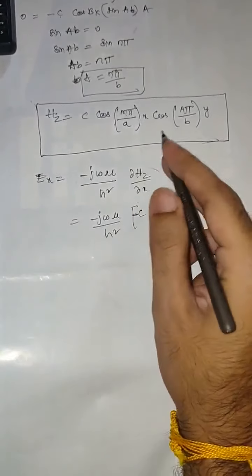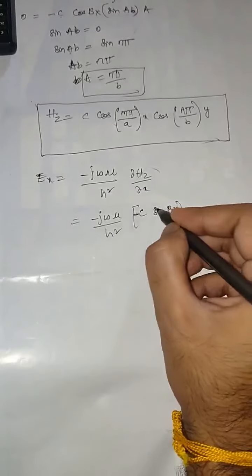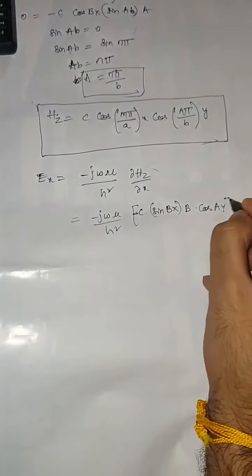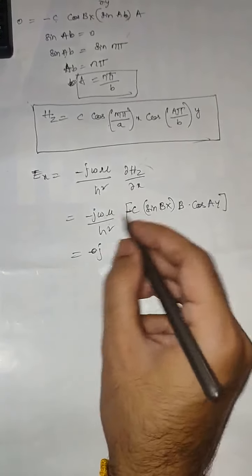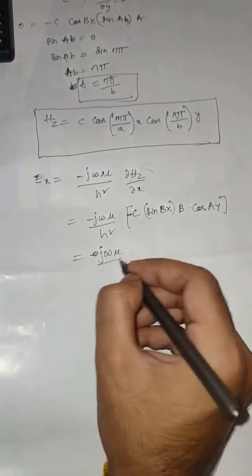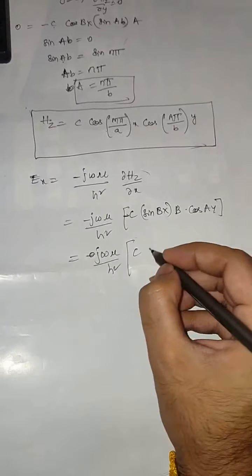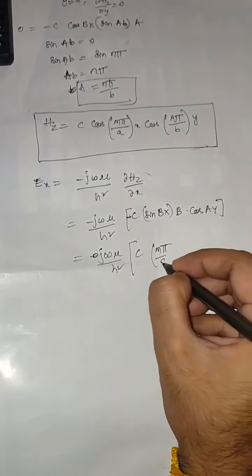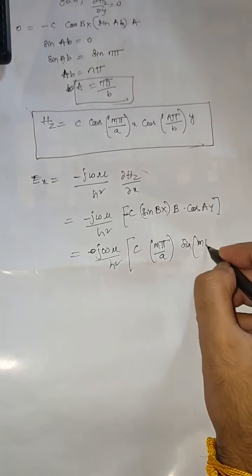So the differentiation of cos x is nothing but sin bx multiplied with b cos ay. So this is the value. This can be written again as minus into minus plus, so j omega mu by h square, c into m. b is nothing but m by a, so substitute the value of b, m by a.